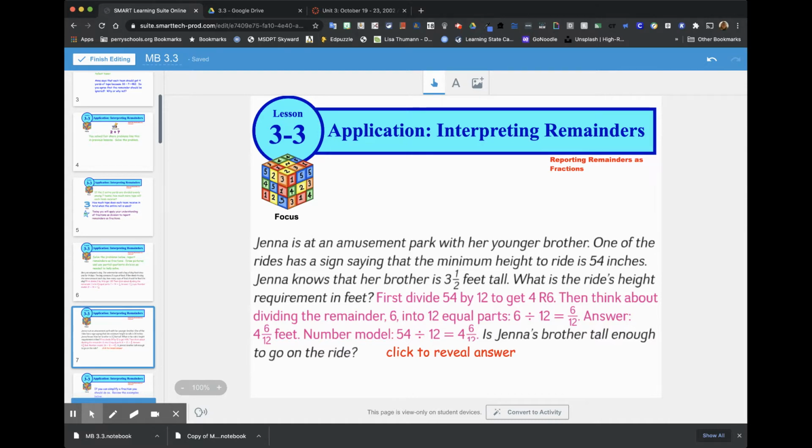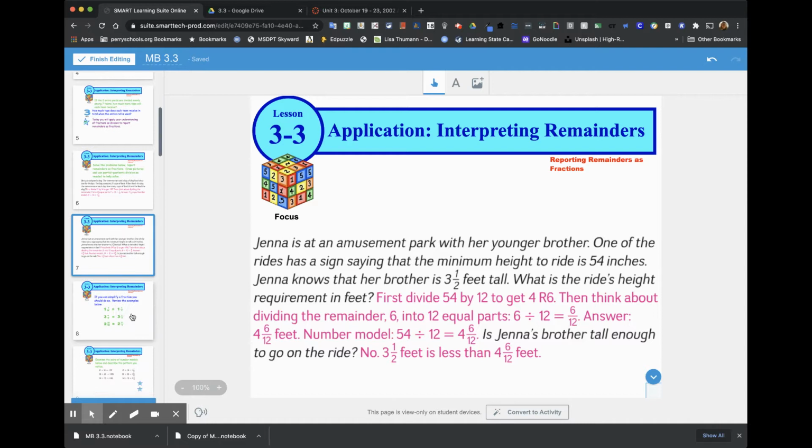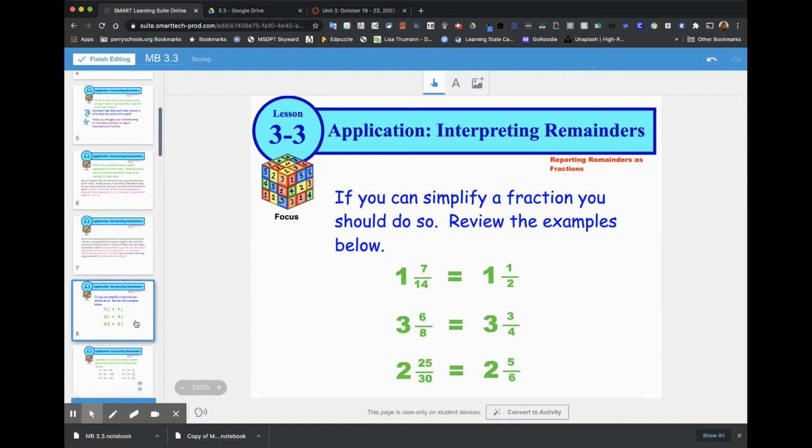So is Jenna's brother tall enough to go on the ride? What do you think? I'm going to say no because he's only 3.5 feet. You have to be 4 and 6/12. Nope. 3.5 feet is less than 4.5. 4 and 6/12.